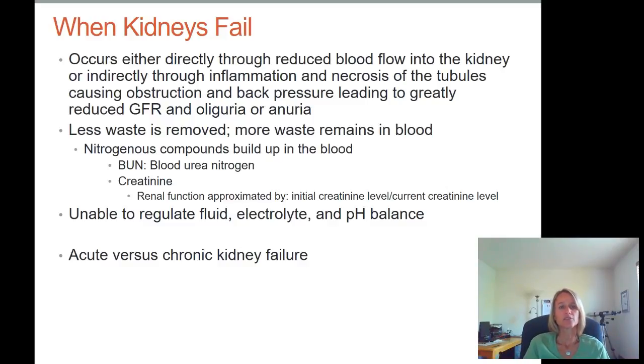So less waste is removed, more waste remains in the blood. Nitrogenous compounds build up in the blood. We see an increase in the BUN, an increase in creatinine. The kidneys are unable to regulate fluid, electrolyte, and pH balance, so we see metabolic acidosis. We can see high potassium. We can have both acute and chronic renal failure.